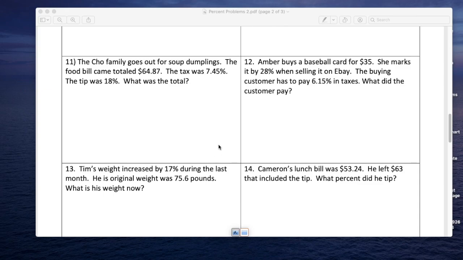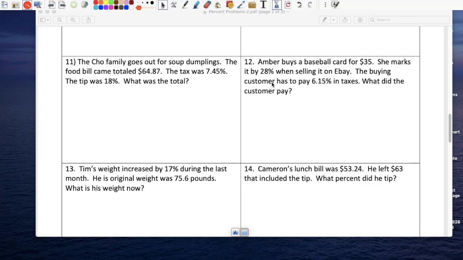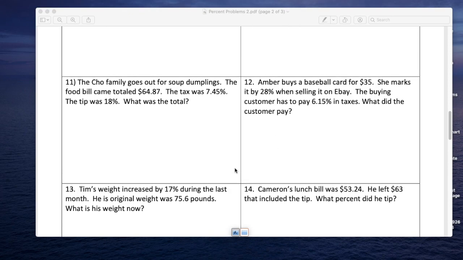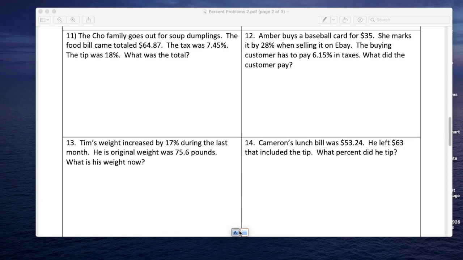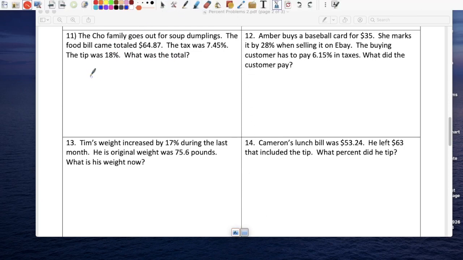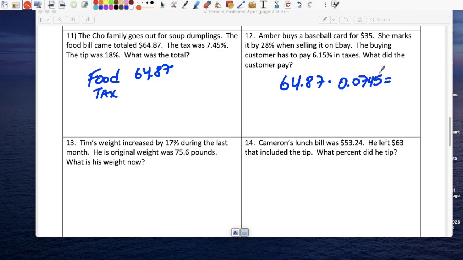11, the Cho family. Oh, my God. Okay, remember I talked about tip. And I'll do this the long way. It always irks me how they calculate tip at restaurants. All right, so food, 64.87. Tax. Well, tax was 7.45, so 64.87 times 7.45. Sorry, we're going to change that percent to a decimal, so it becomes 0.0745. So 64.87 times 0.0745. The tax is going to be rounded $4.83.